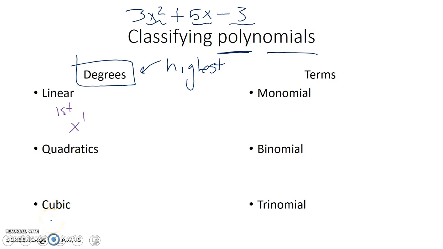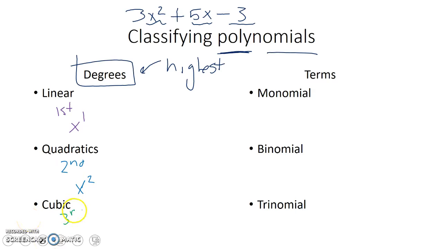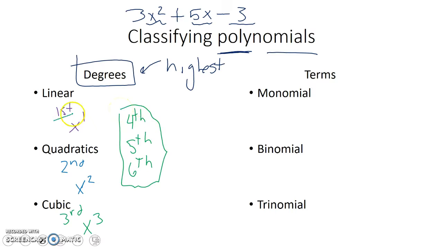The next one we could have is a quadratic. A quadratic's highest degree is a second degree, and so your highest degree is some kind of x squared. The third degree is called a cubic, and a cubic would be like x to the third. Now if you get higher than that, we just start calling it fourth degree, fifth degree, and sixth degree. There are names for that, but it's not important to know that. So after you get past 1, 2, and 3, which have special names like linear, quadratic, and cubic, we're just going to start calling them fourth, fifth, and sixth degrees.